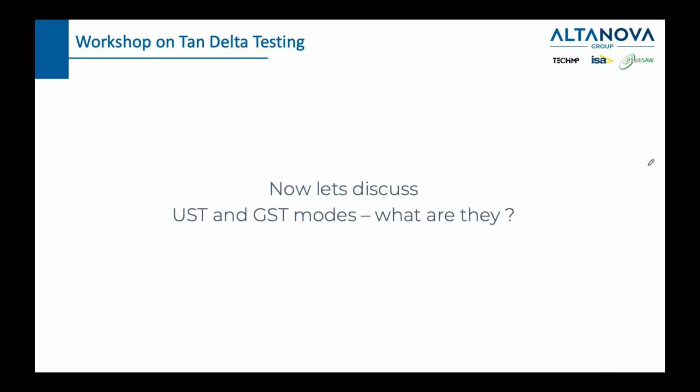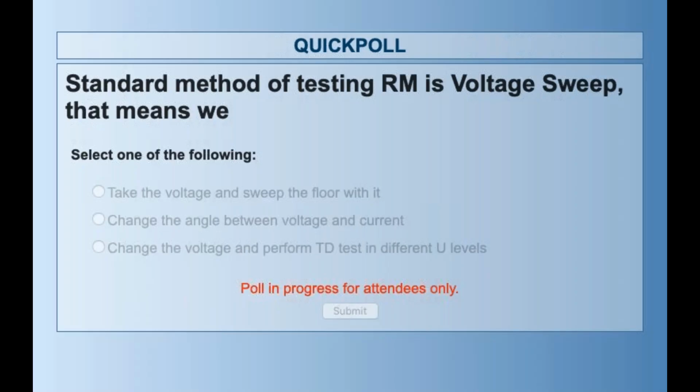I know that we don't have too much time, so I will quickly launch a third poll. So let's see. Poll number three. Start. The question is, standard method for testing of rotary machine is voltage sweep. That means that we, A, take the voltage and sweep the floor with it, B, change the angle between voltage and current, or C, change the voltage and perform tan delta test at different voltage levels. So please, let's vote.